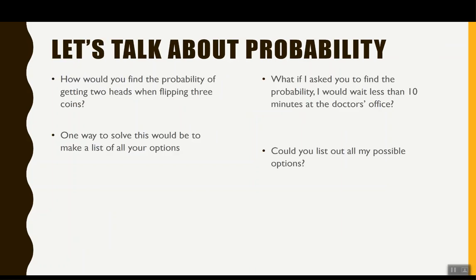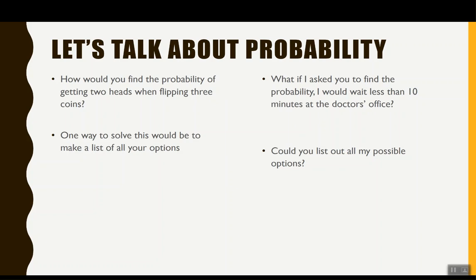So I want to start with the scenario on the left. This scenario is probably a more common scenario that you've seen before. If you were looking for the probability of getting 2 heads when flipping 3 coins, a problem like this has a set number of solutions. So this is discrete because we can list out all of the possibilities. And so we can do that now.